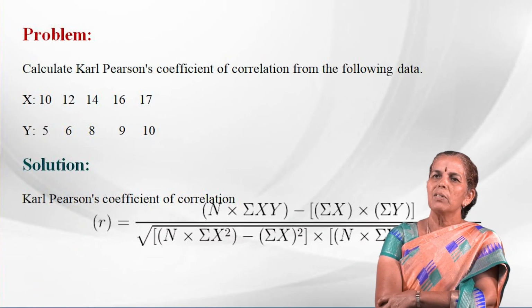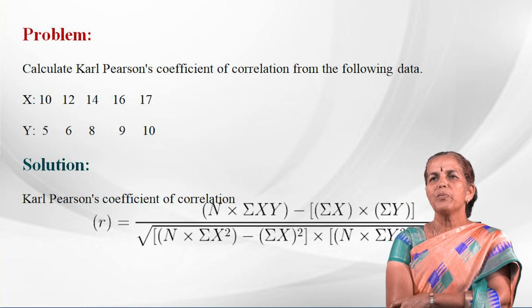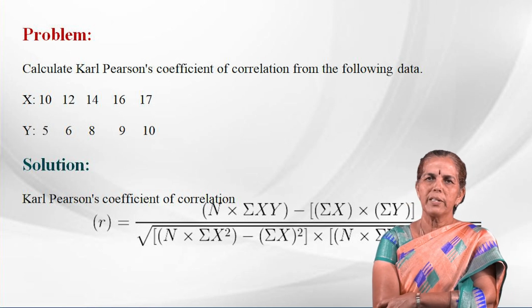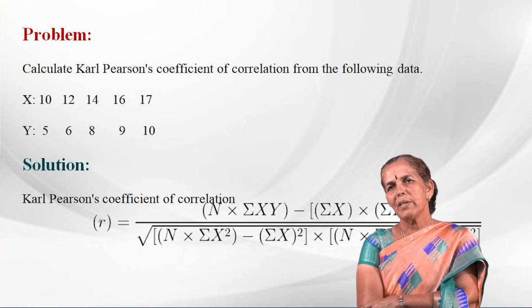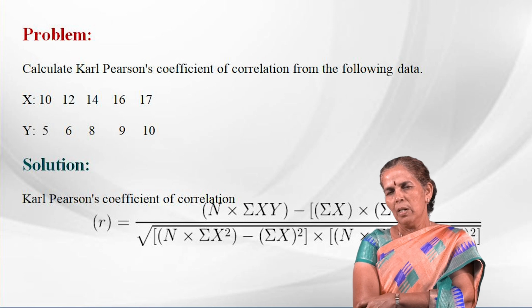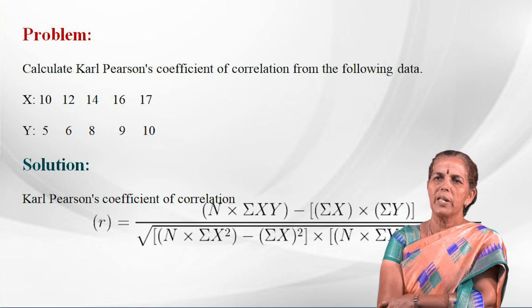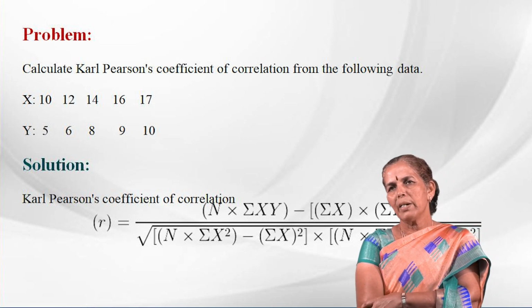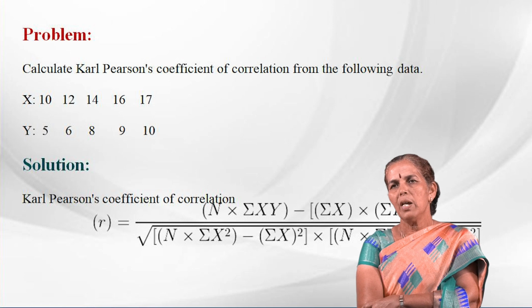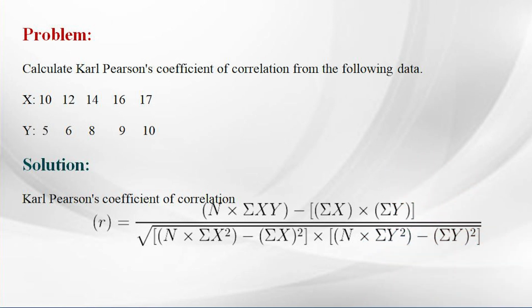Next problem, we will see the next model problem. Calculate the Pearson coefficient of correlation from the following data. X takes the values 10, 12, 14, 16, 17. Y takes the values 5, 6, 8, 9, 10. We use the direct formula, that is r equals n into summation xy minus summation x into summation y, the whole divided by root of n into summation x squared minus summation x whole squared, n into summation y squared minus summation y whole squared.